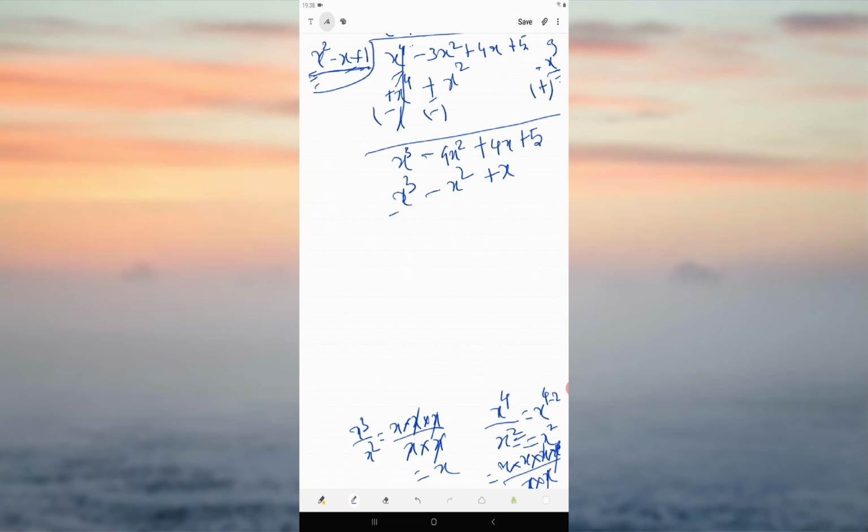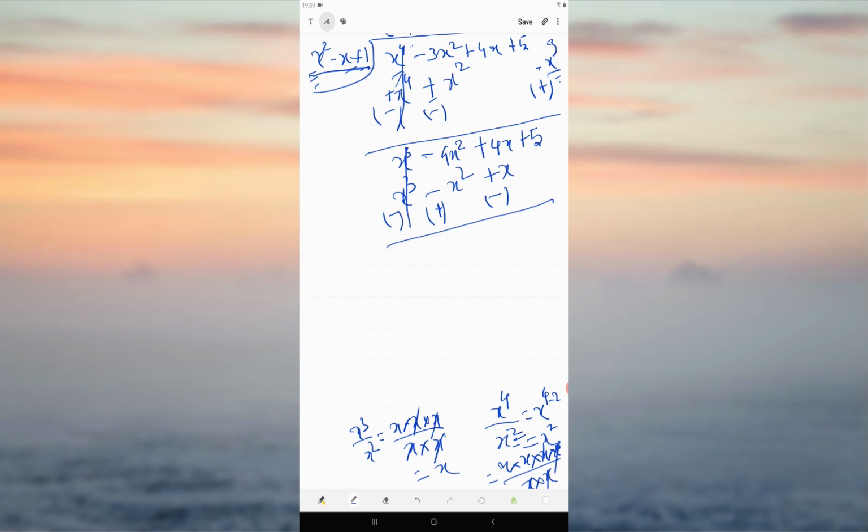Okay. Now the sign will change. Since it is positive, it becomes negative. This is negative, so it will become positive. And this is positive, it will become negative. As simple as that. So x cube cancels out. What am I left with? Minus 4x square plus x square.